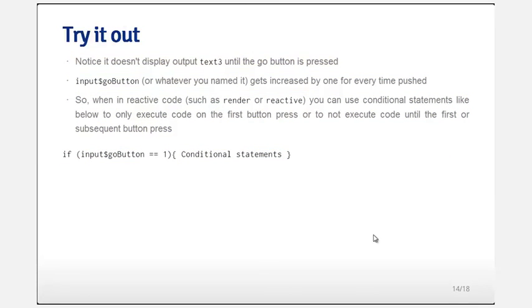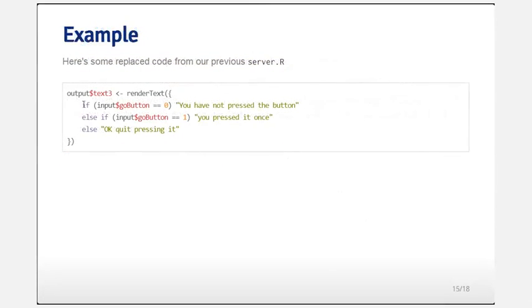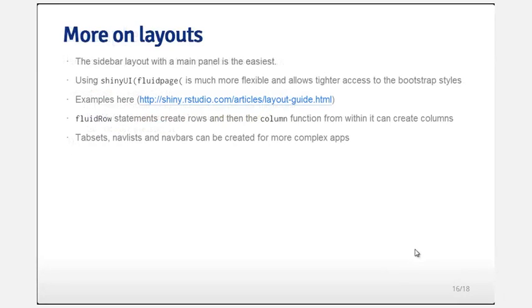So here I replaced the code in that other example where I said if go button equals 0, then you've not pressed the button, if go button equals 1, you've pressed it once, and then else, okay, quit pressing it. Okay.